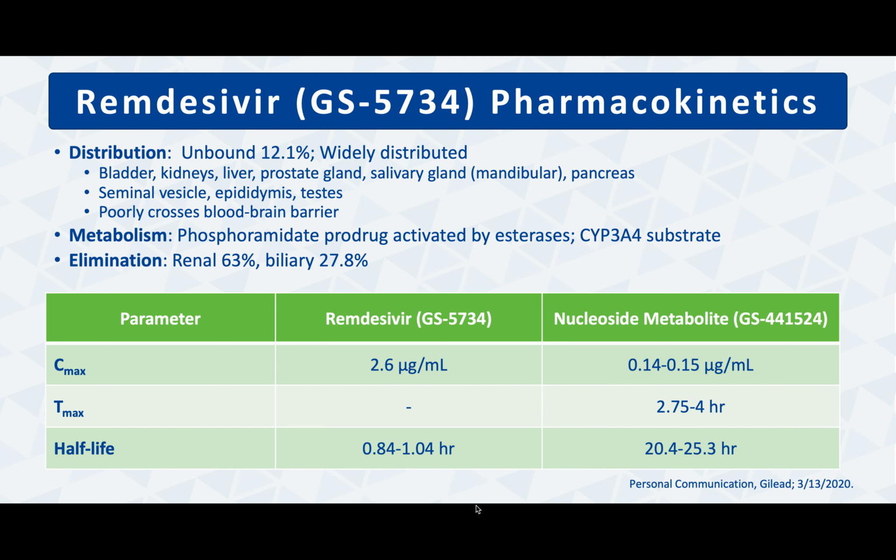A few key points on Remdesivir pharmacokinetic parameters. The prodrug, that is the phosphoramidate compound, is rapidly converted to the nucleoside metabolite, which peaks at around 3 to 4 hours in the body. This metabolite has a relatively long half-life of about 20 to 24 hours, which supports the use of once-daily dosing.